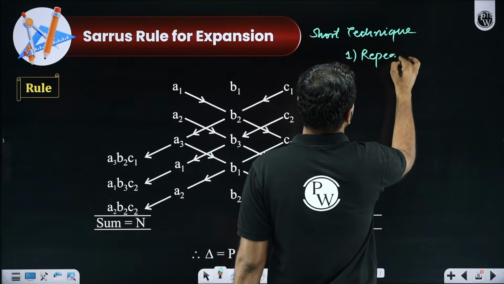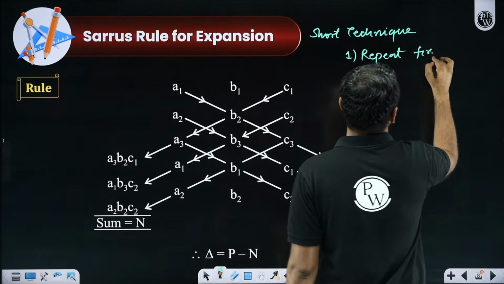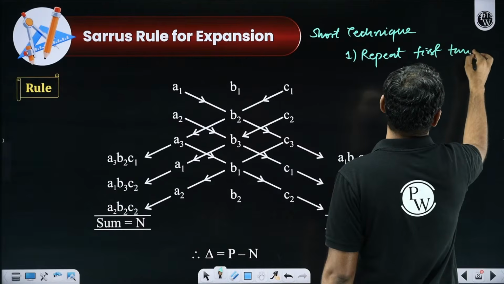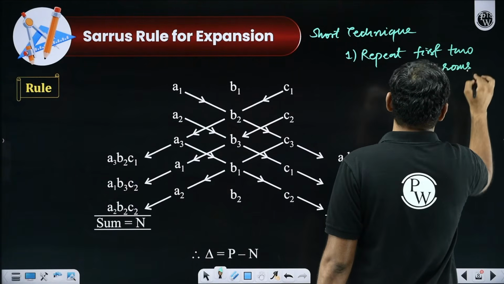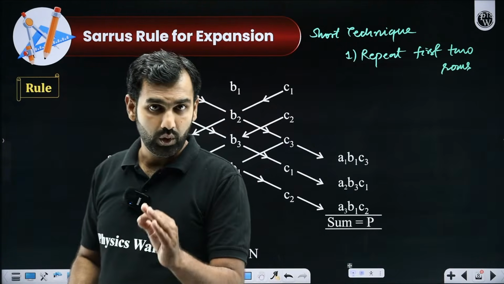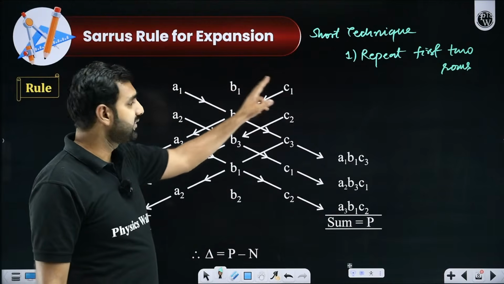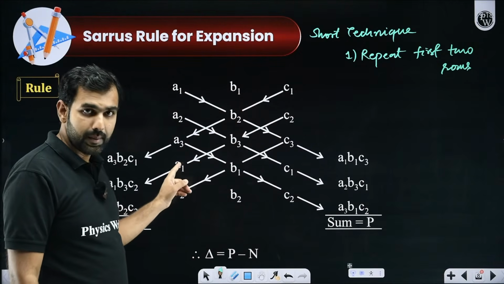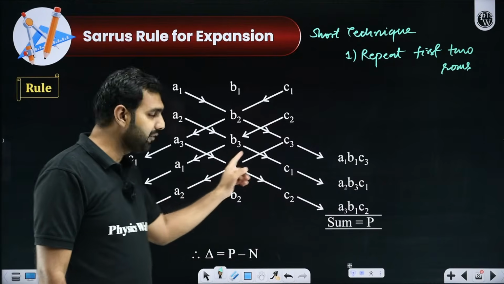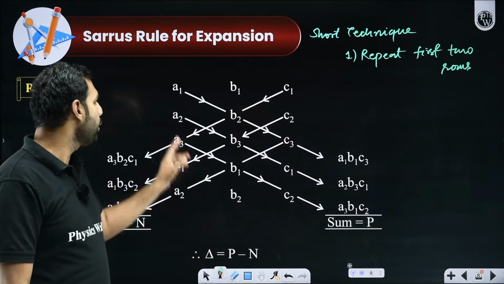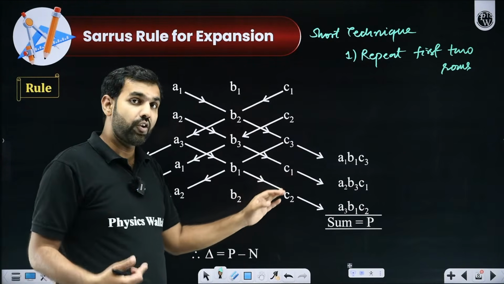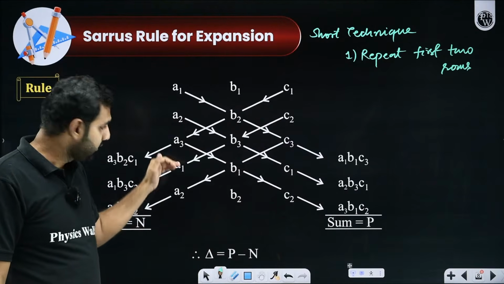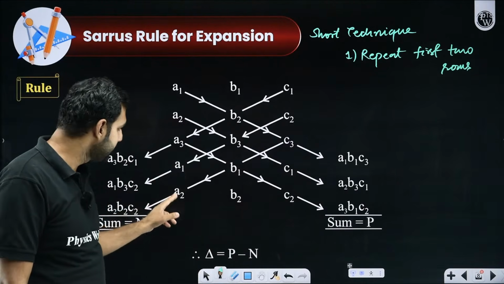repeat the first two rows. If you repeat the first two rows, what would it mean? A1, B1, C1, I'll write again below the third row, that is A1, B1, C1. Then the second row, A2, B2, C2, I'll write that again below the first row which I have repeated here, that is A2, B2, C2.